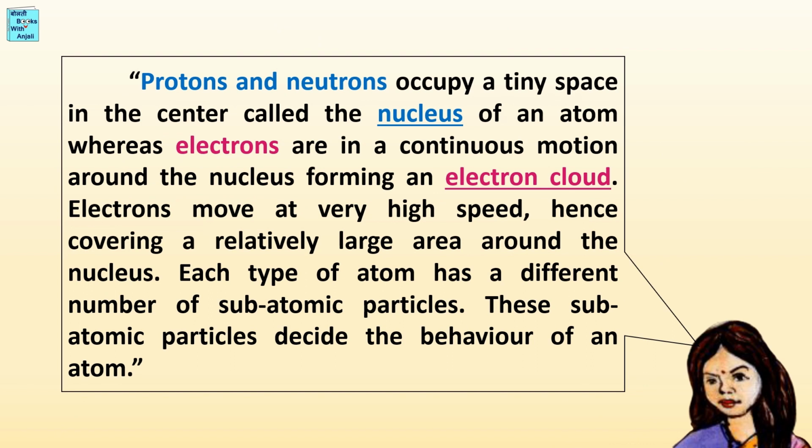Protons and neutrons occupy a tiny space in the center called the nucleus of an atom, whereas electrons are in continuous motion around the nucleus, forming an electron cloud. Electrons move at very high speed, hence covering a relatively larger area around the nucleus. Each type of atom has a different number of subatomic particles. These subatomic particles decide the behavior of an atom.